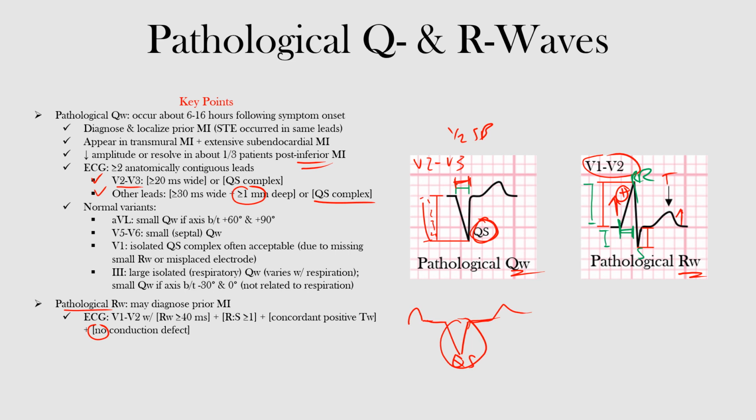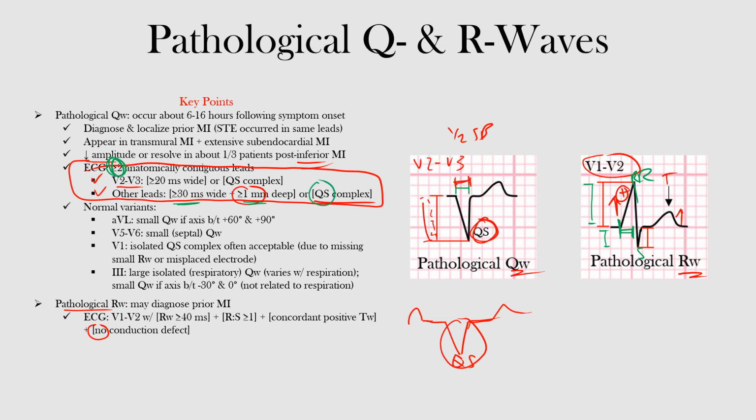Now we talked about the EKG criteria, which is this here, okay, and one of the main things you should take away. So in V2 through V3, you want a Q wave width of at least 20 milliseconds or a QS complex, okay? And remember, the main thing is you want it in at least 2 anatomically contiguous leads, okay? So it can't be just in V2, you need them in V3 as well. The other leads, okay, you want them at 30 milliseconds wide or at least 1 millimeter deep, okay? Or you can have the QS complex, all right?